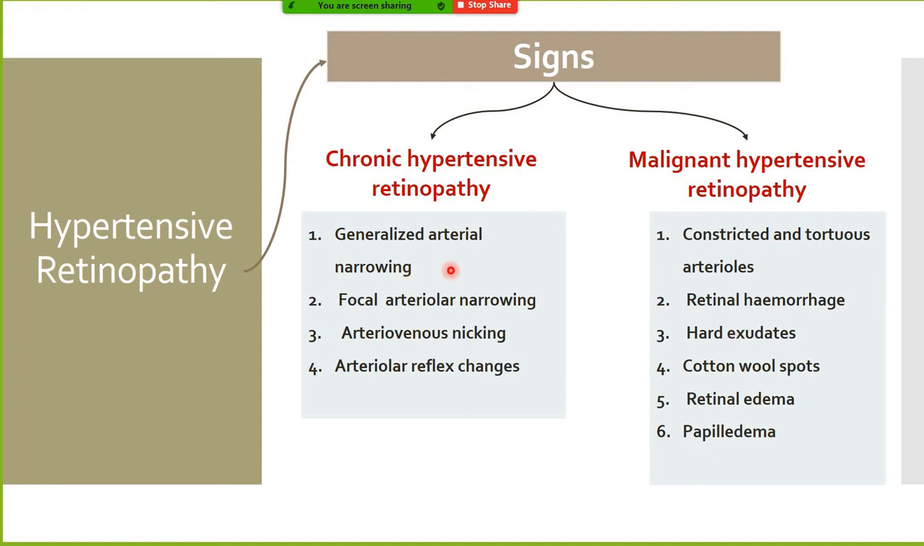The signs of chronic and malignant hypertensive retinopathy differ. In chronic hypertensive retinopathy, there will be narrowing of arteries, nicking, and arteriolar reflex changes, which are the silver wiring and copper wiring reflex. In malignant, there will be constricted and tortuous blood vessels. Tortuous means twisted, like a spring; you will see too many bends in the blood vessel. Then there are retinal hemorrhages, hard exudates, cotton wool spots, retinal edema and papilloedema. Malignant is more dangerous than chronic.